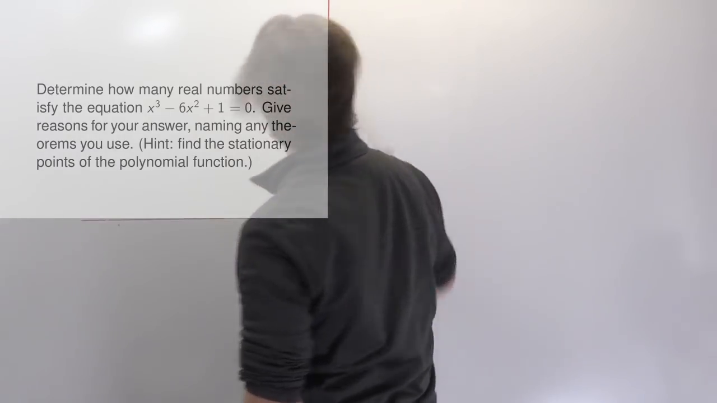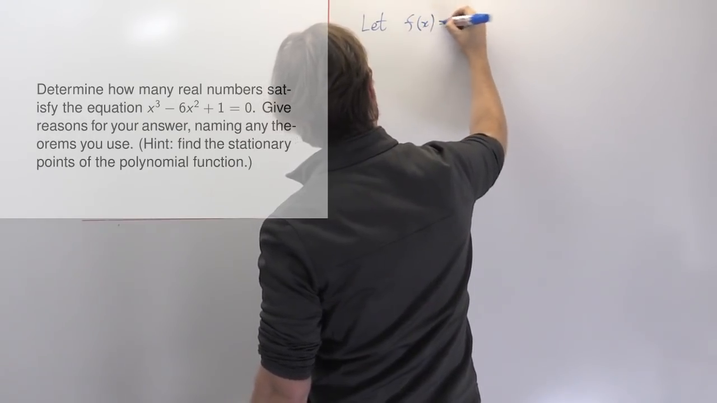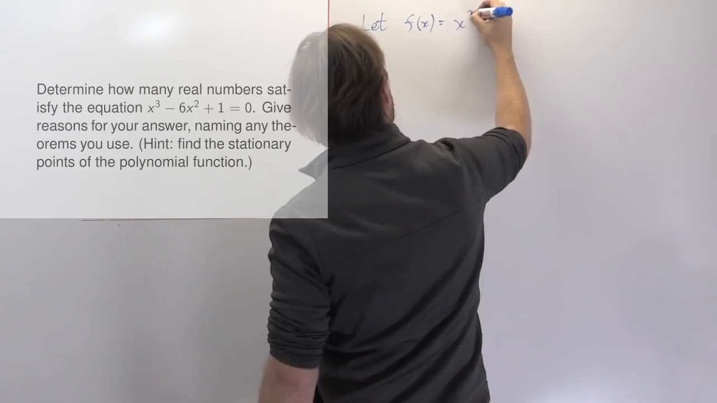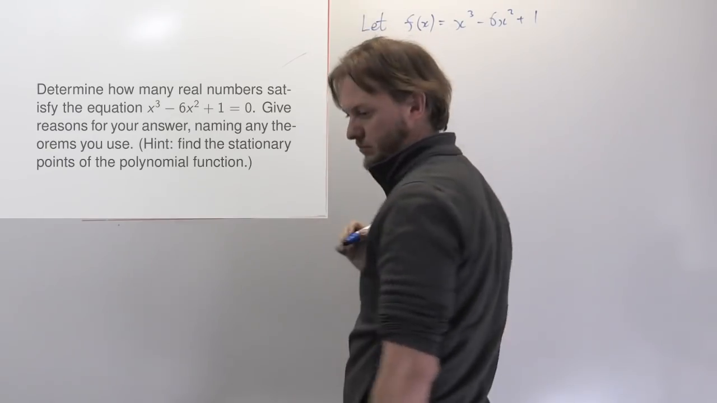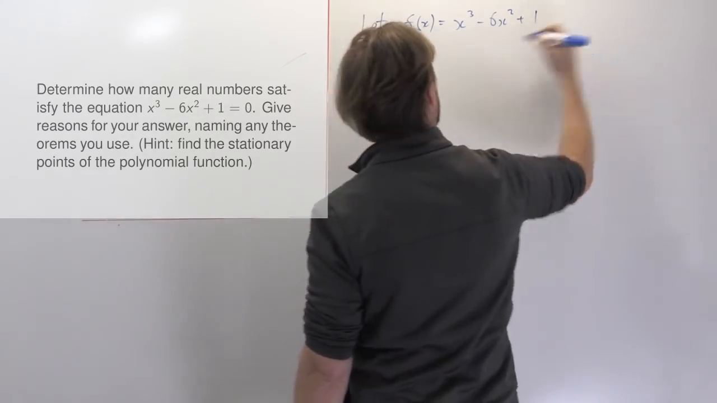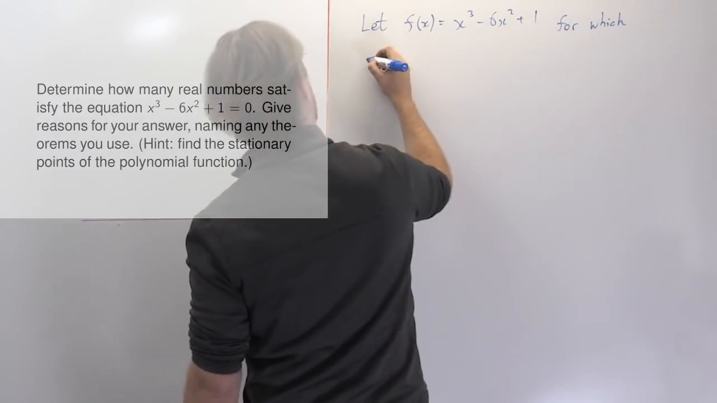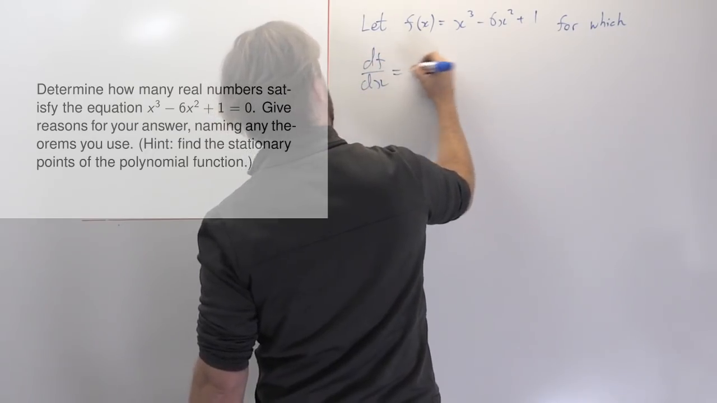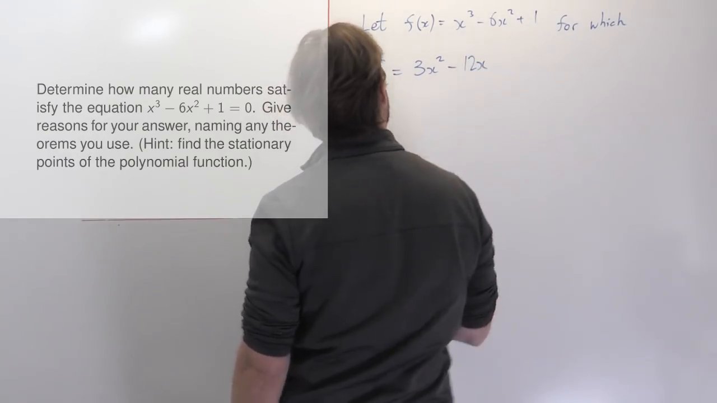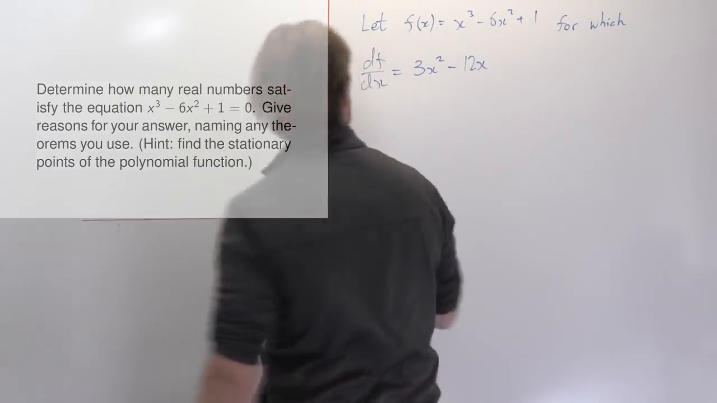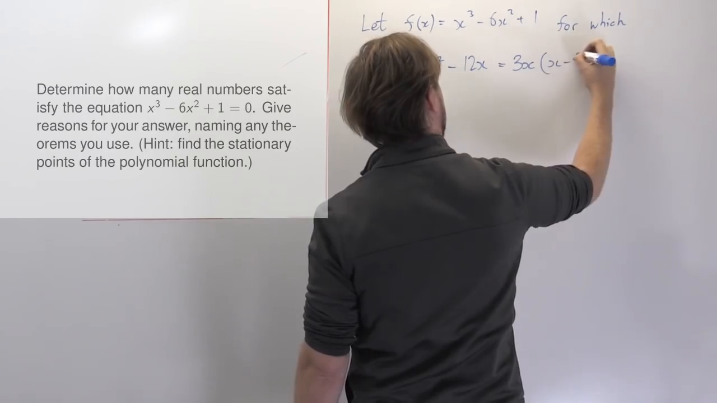Now, this polynomial doesn't have a name, so I'm just going to give it a name. Let f be the function which behaves like x cubed minus 6x squared plus 1. For which, well, the derivative, d/dx, is just 3x squared minus 12x. And that's very nice, because that factors very nicely. There's actually a common factor of 3x and x minus 4.